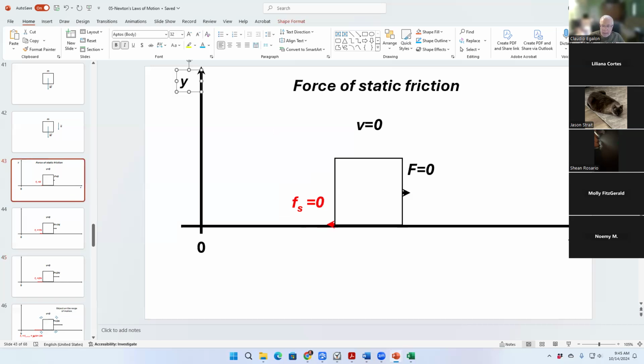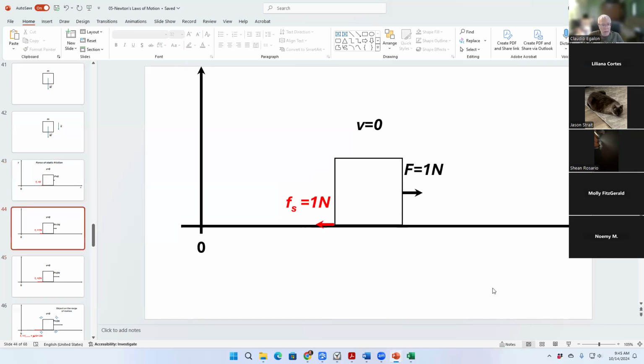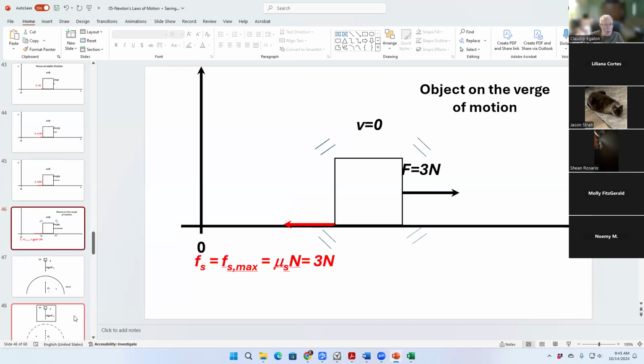And let me make this drawing nicer. X and Y, okay? And then it comes to a point where the object is on the verge of motion. It's on the verge of motion. You see, all those lines here that you can see are illustrating the fact that the object is about to move. Okay?